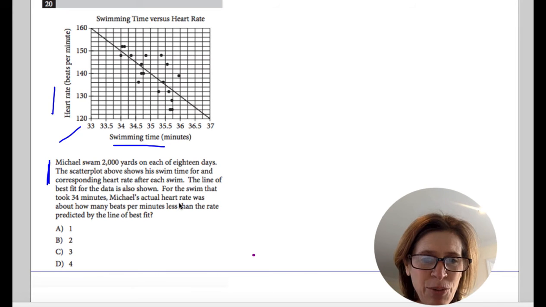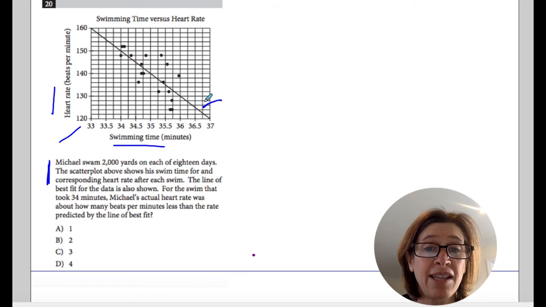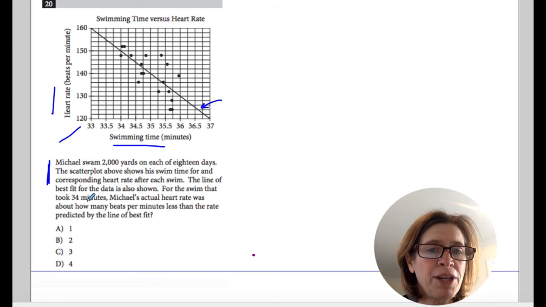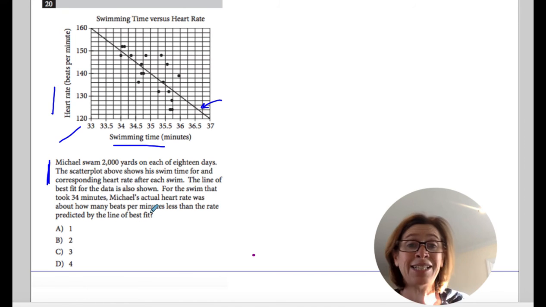All right, so then we go on to read. The line of best fit for the data is also shown. So this is the line of best fit, and then you can see all the data scattered and plotted. For the swim that took 34 minutes, Michael's actual heart rate was about how many beats per minute less than the rate predicted by the line of best fit. Okay, so let's make sure we understand that the scatter plots, the data on the plot is his actual, and the line of best fit is an estimate.